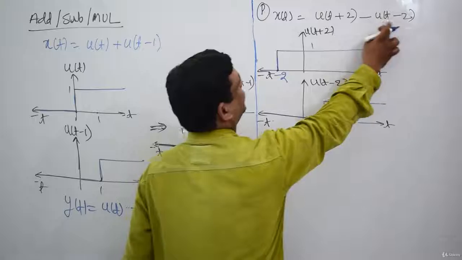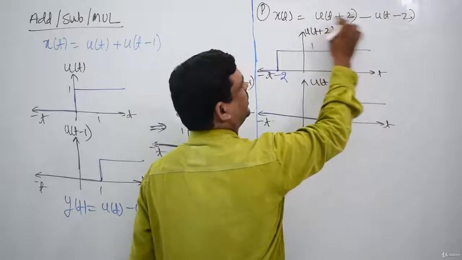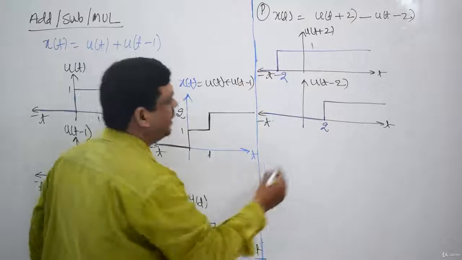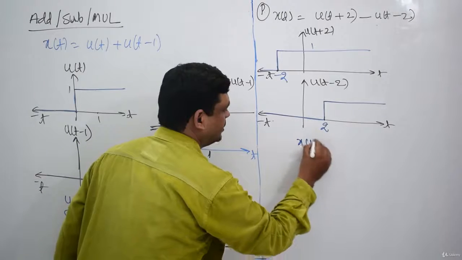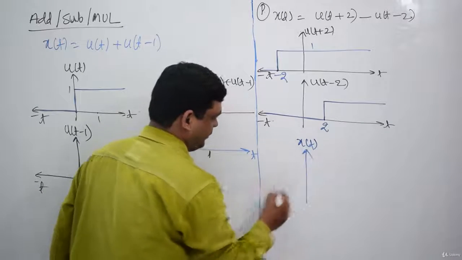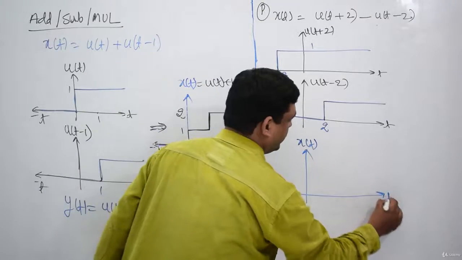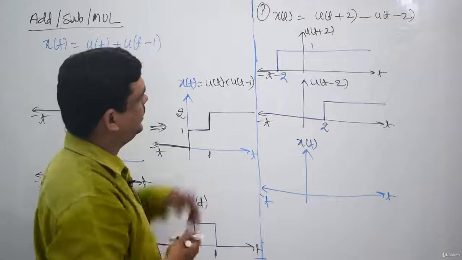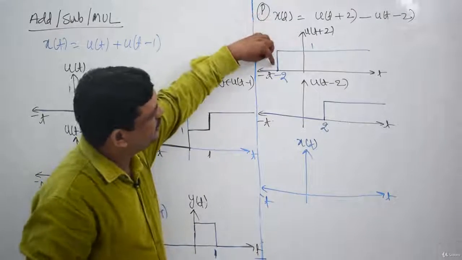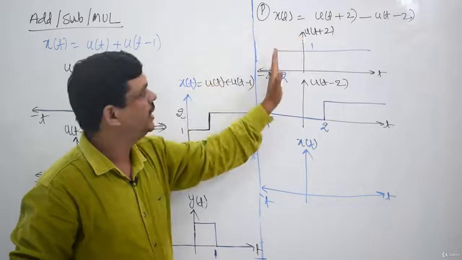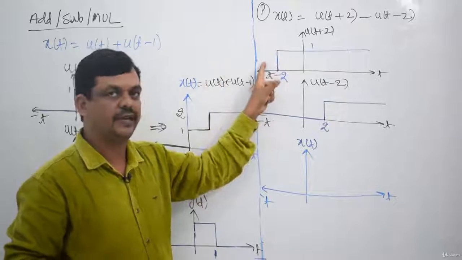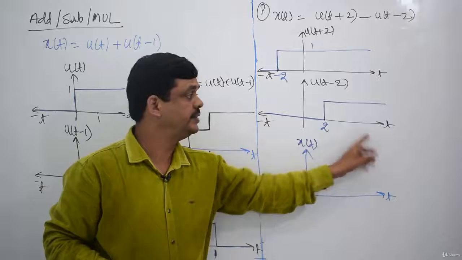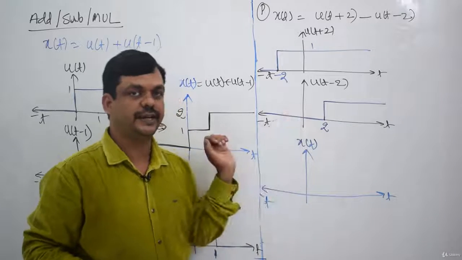Then our requirement is the subtraction of these two, u of t plus 2 minus u of t minus 2. The subtraction of these two signals is x of t, the resultant signal, with respect to the time axis. Now go through the time periods. This function is defined from minus 2 onwards; less than minus 2, it is not defined. Similarly, this function is defined from 2 onwards; less than 2, it is not defined.